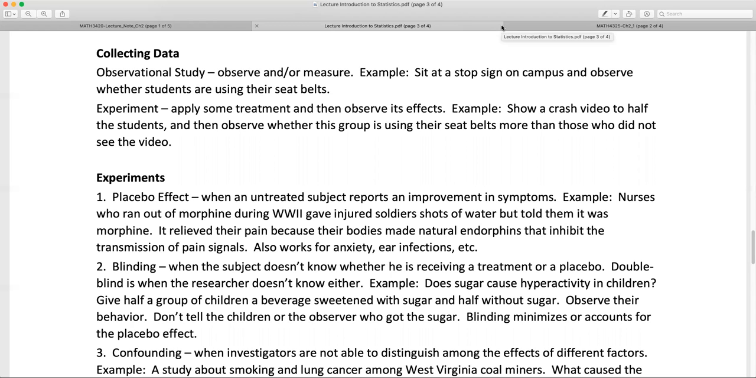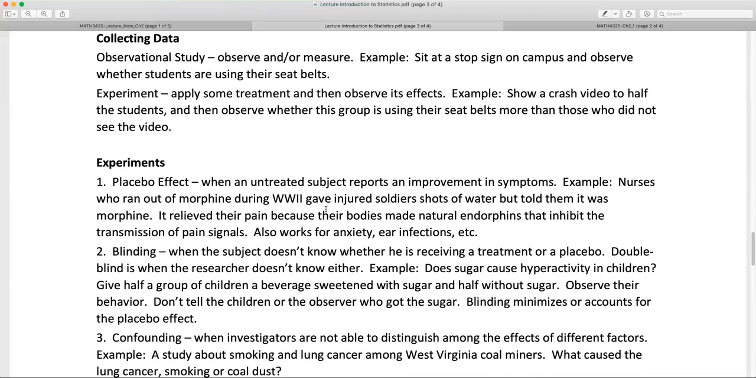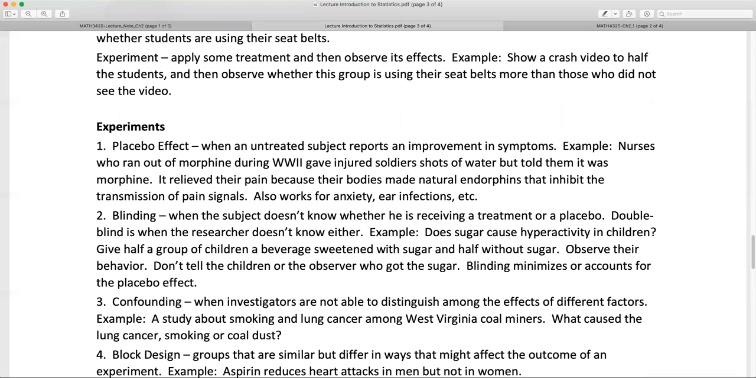The next one is experiment: to apply some treatment and then observe its effect. An example is to show a crash video to half the students and then observe whether this group is using their seatbelt more than those who did not see the video. That is an experiment.